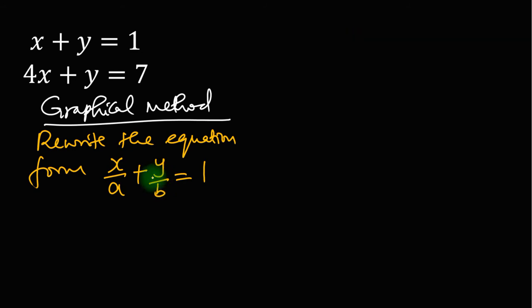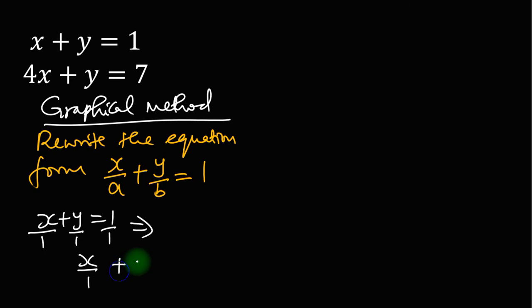So let us start with the first. x plus y is equal to 1. We want to make the right hand side 1, which is the same as dividing through by 1, so it is actually x over 1 plus y over 1 is equal to 1. So this is the first equation in this form. The x-intercept is 1, and the y-intercept is 1.